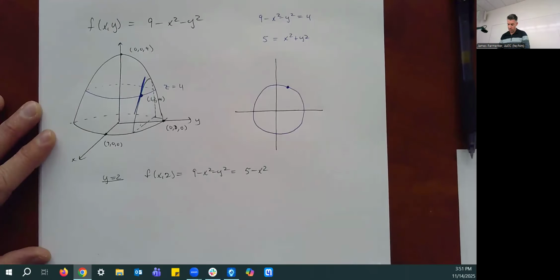And that, very generically, is what partial derivatives are all about. You're asking, how is the function output changing? How is the z value changing as either x is changing or y is changing, while holding the other things constant?